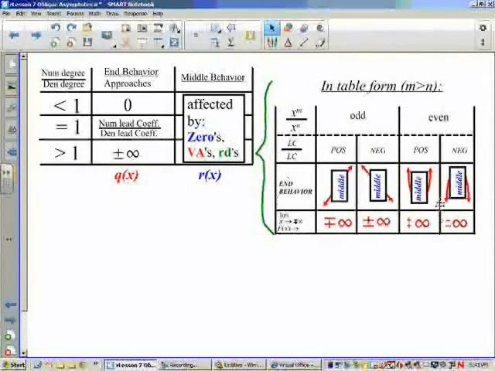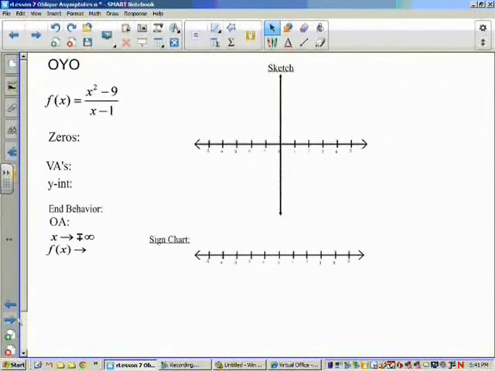And here's a table you can take a look at. You don't have to spend a lot of time on it, but it gives you the information in a summary form. Here's your on your own. Good luck with that, and we'll talk in class.